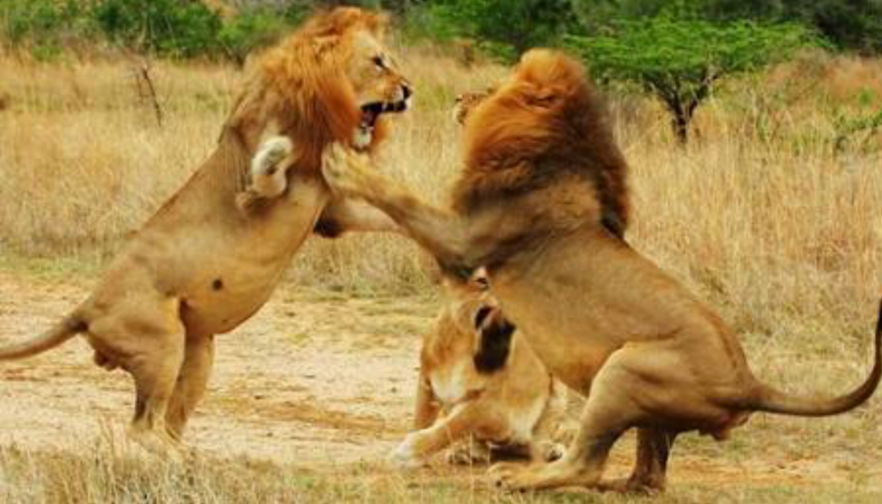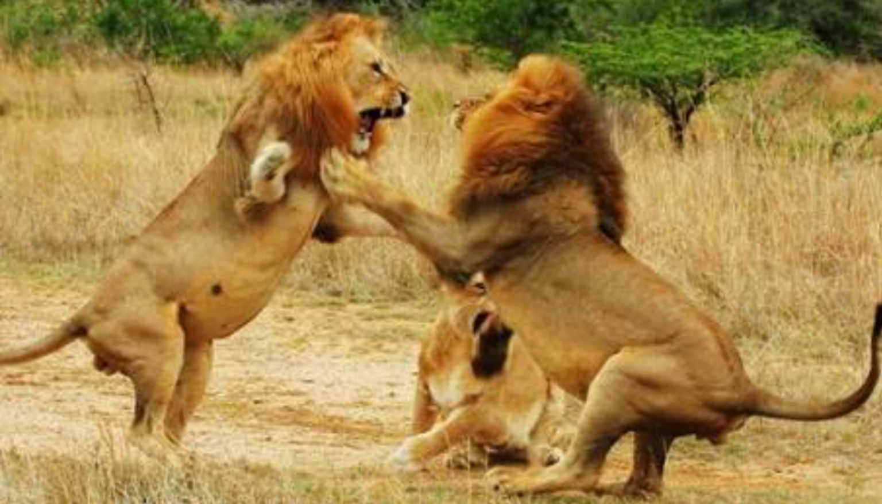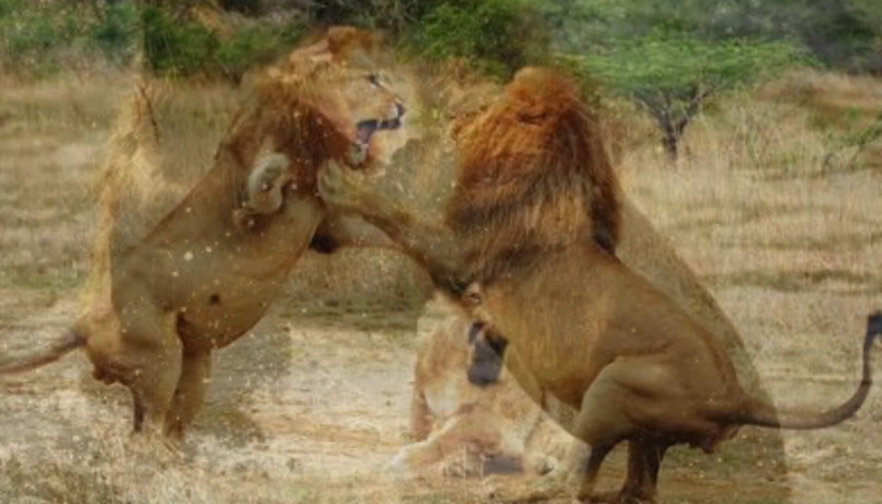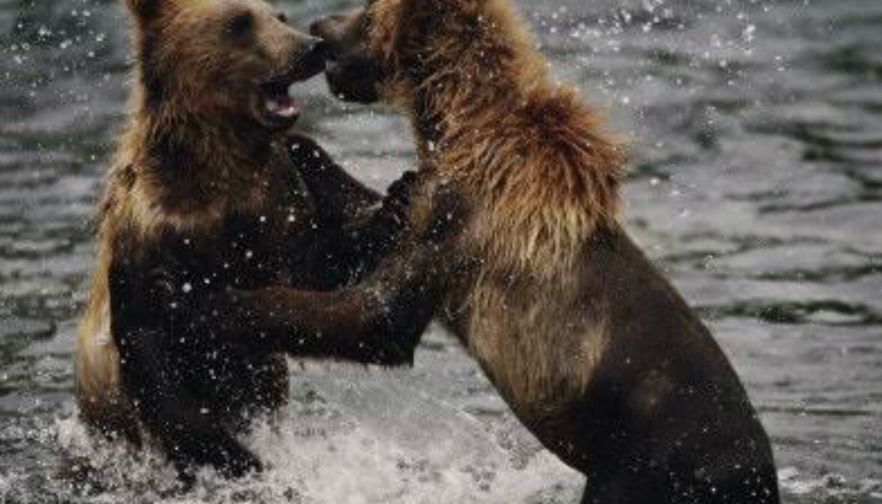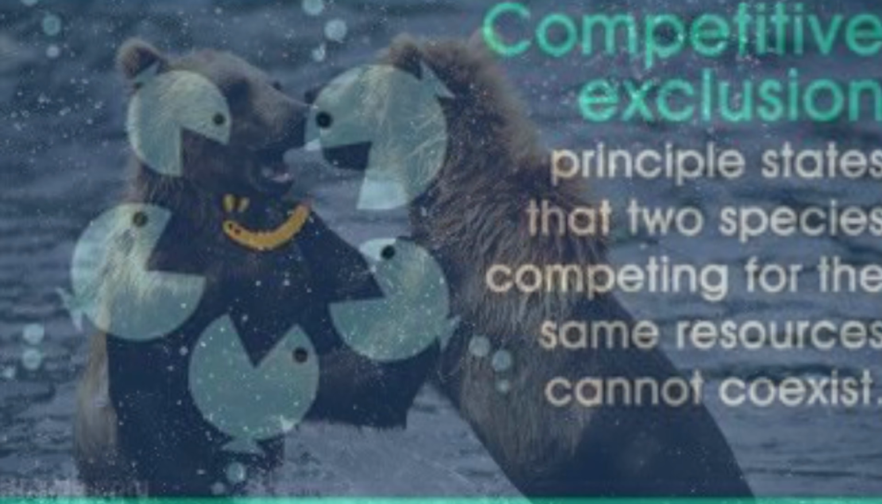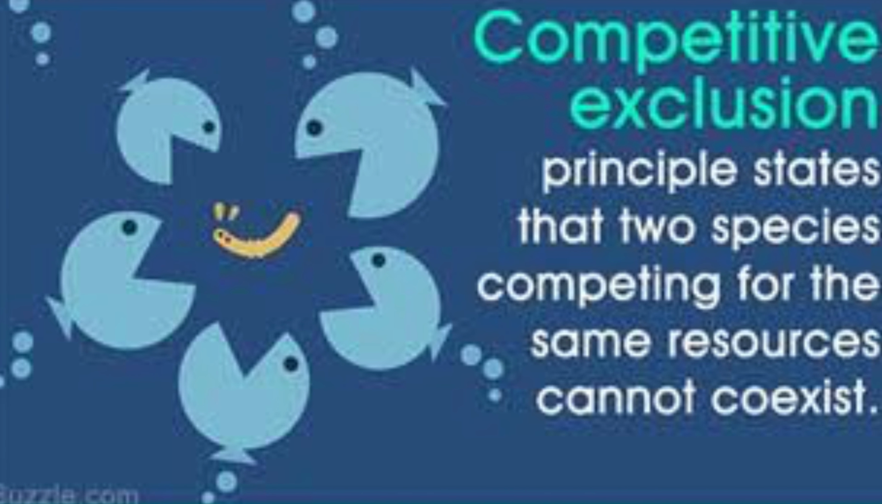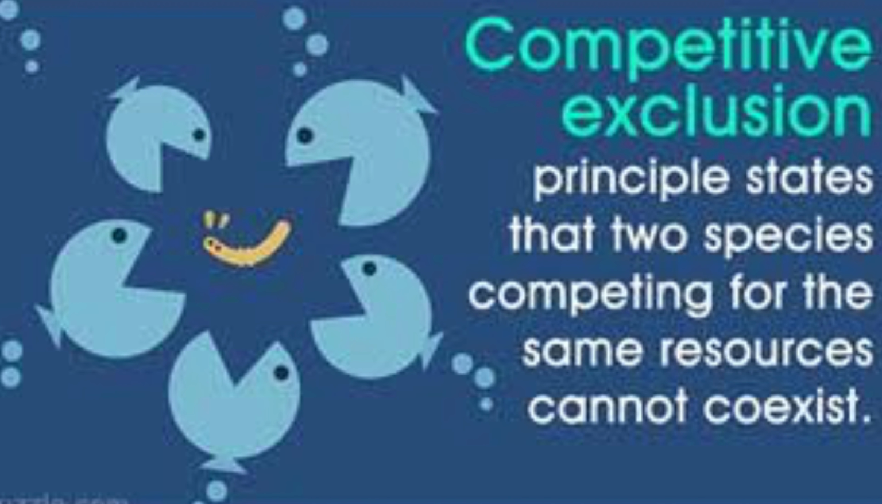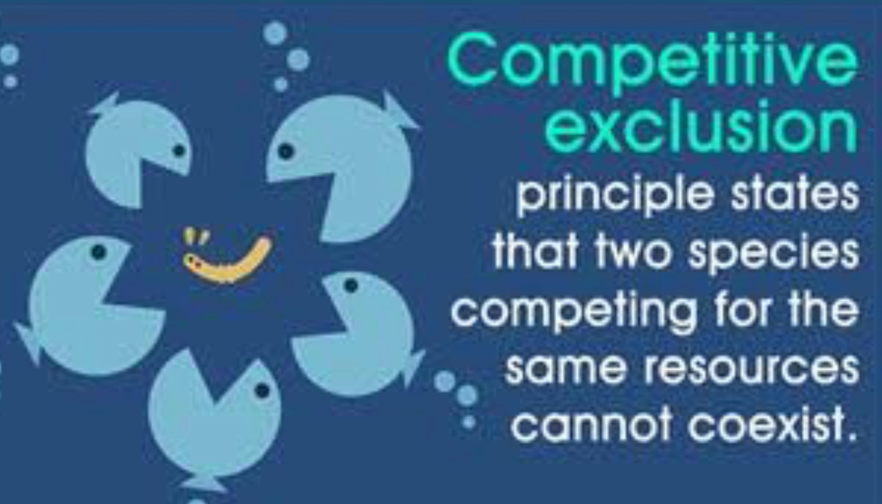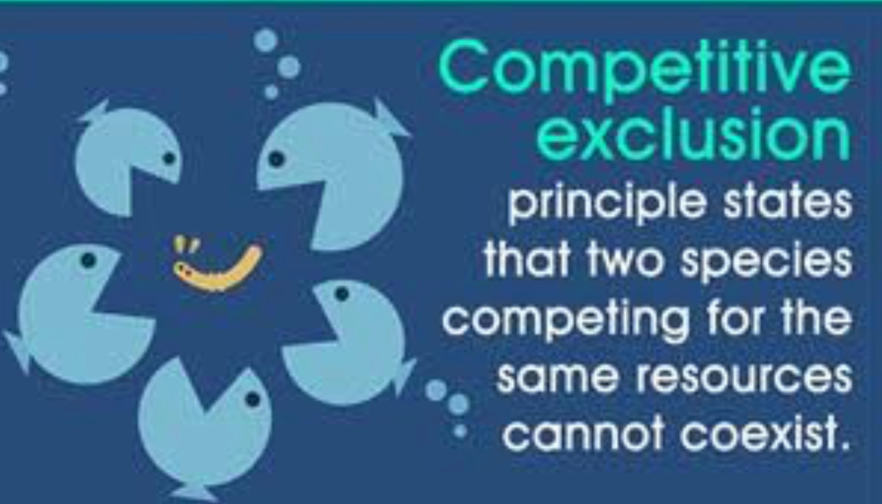When organisms attempt to use the same limited ecological resources in the same place at the same time, competition occurs. There are two types of competition: intraspecific and interspecific. The competitive exclusion principle states that no two species can occupy exactly the same niche in exactly the same habitat and exactly the same time.